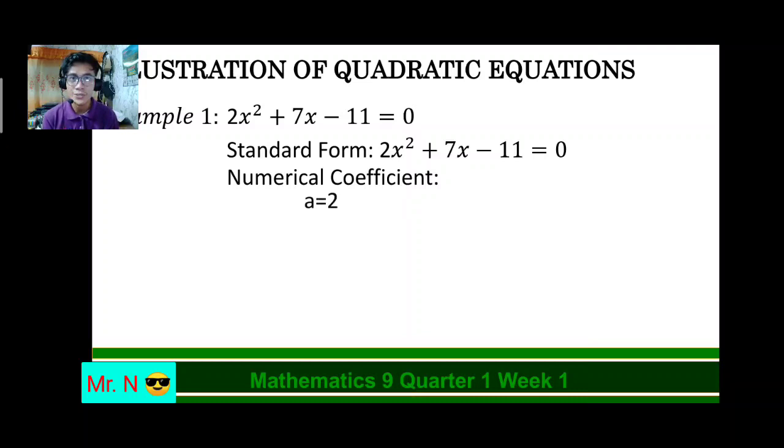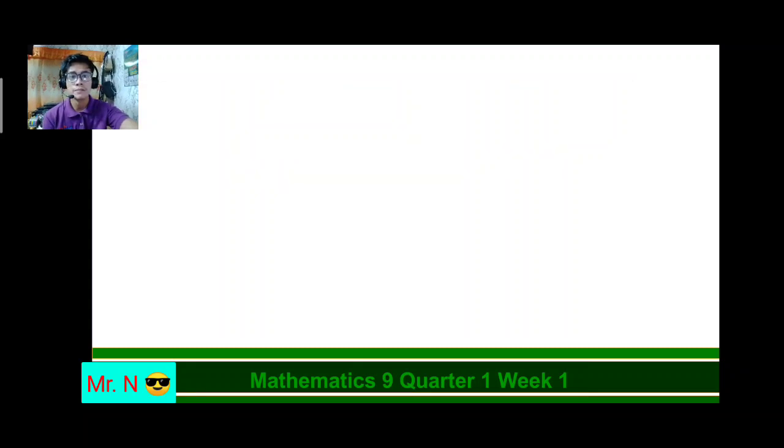So, let's have the A first. A is 2. Okay? Beside x squared, the quadratic term. And then B, 7. Beside x from the linear term. And C, the negative 11. Okay, don't mind the S there, okay? It should be negative 11. Typographical error lang yan. Hindi ko na napansin. Okay. Any question? Very good. Let's have the next example. Example number 2.